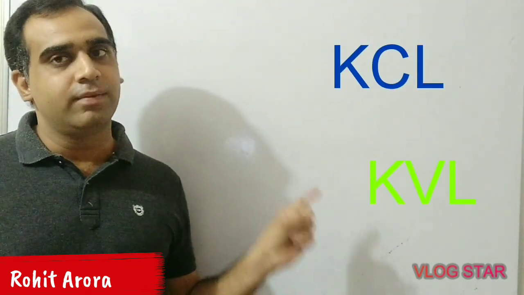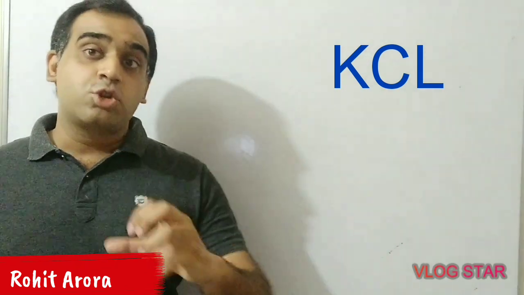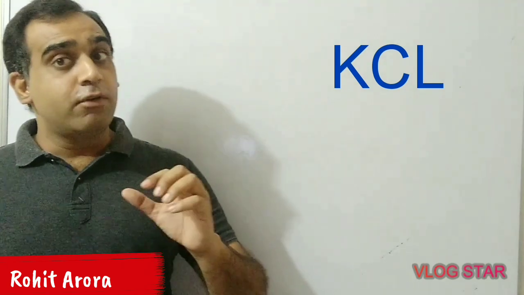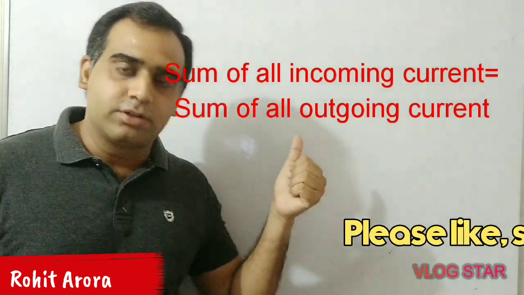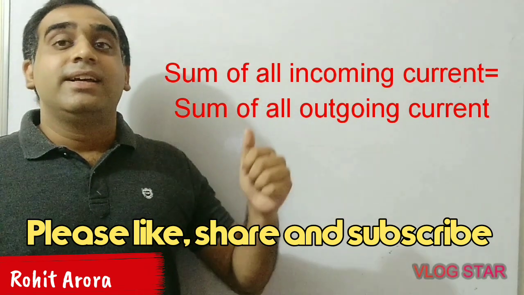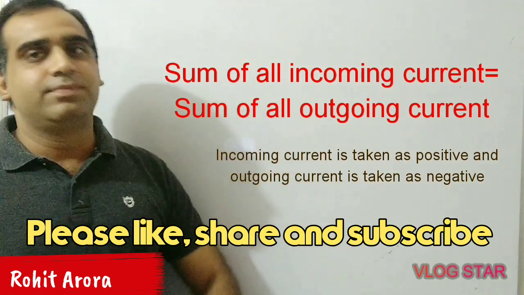Today's topic is Kirchhoff's law. With the help of Kirchhoff's law, we can find the current. Kirchhoff's law is divided into two parts: one is called KCL, and the other is called KVL. In the case of KCL, Kirchhoff's current law, the sum of all incoming currents is equal to the sum of all outgoing currents. Or we can say that incoming current is taken as positive and outgoing current is taken as negative.